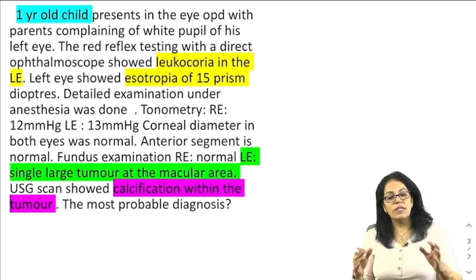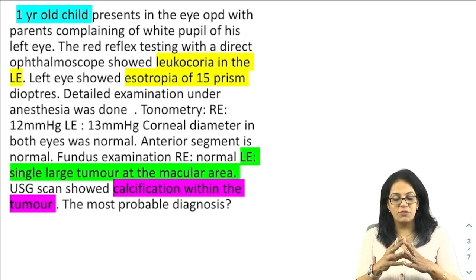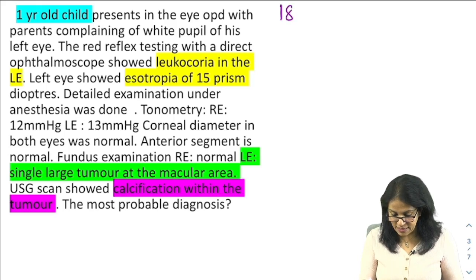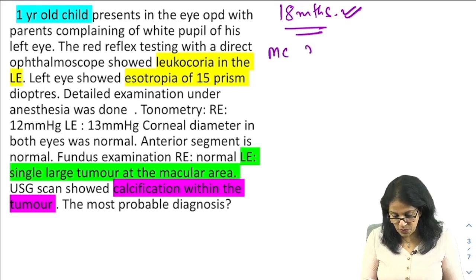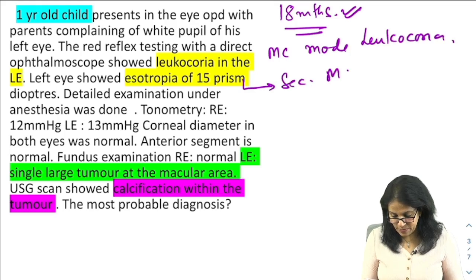So first of all, in this, what is the most common age of presentation? It is 18 months. This patient is 1 year. That is one important point. And the most common mode of presentation, we all know, is leukocoria, and the second most common is strabismus, which this child is presenting with. Second most common is strabismus.